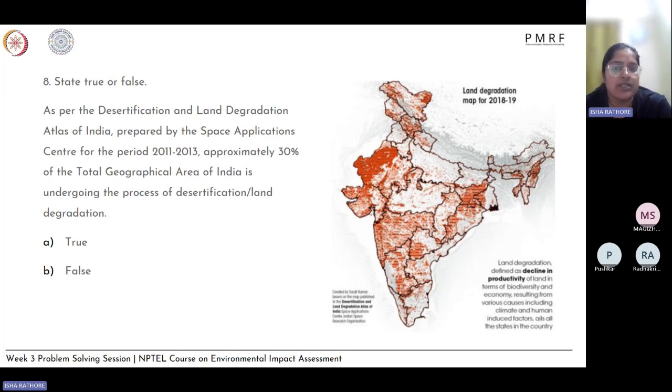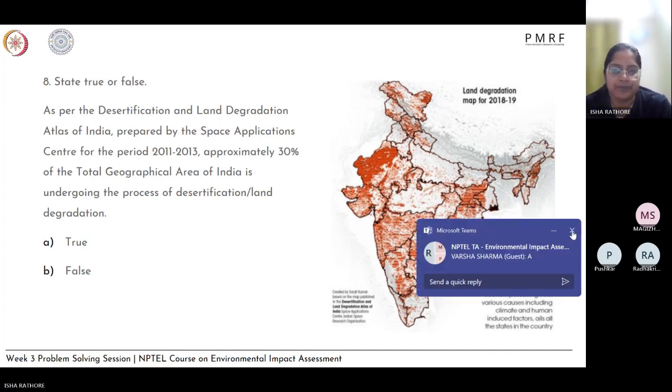So, state true or false. As per the Desertification and Land Degradation Atlas of India, which is prepared by the Space Application Center for the period of 2011 to 2013, approximately 30% of the total geographical area of India is undergoing the process of desertification or land degradation. So, is this statement true or false?